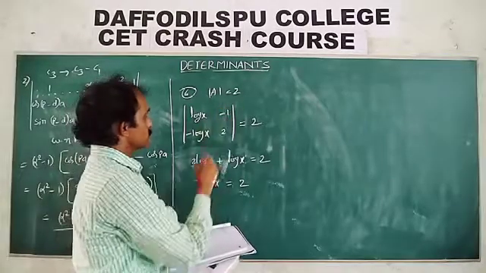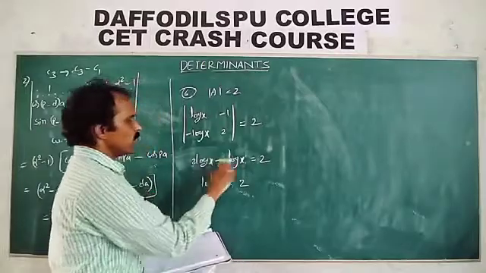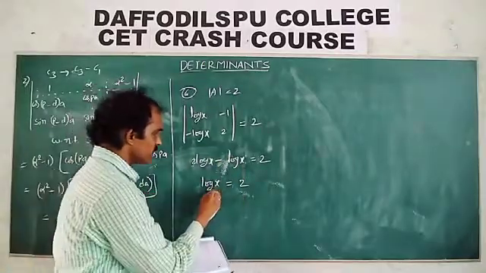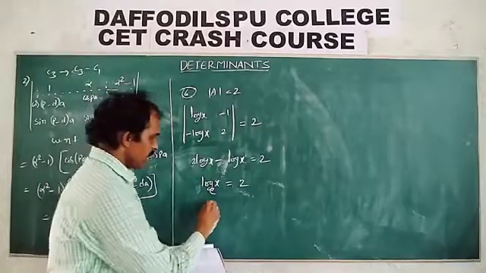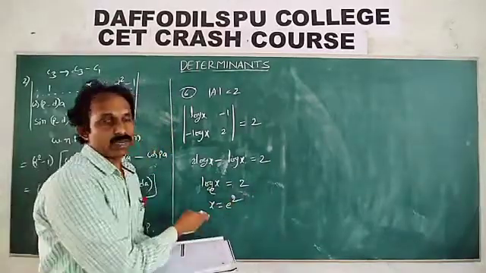Sorry, this is minus 1. Minus into minus, here minus. Therefore, 2 log x minus log x. Log x, there is no base, this is e. x is equal to e square. Question is x is equal to e square. Second option.